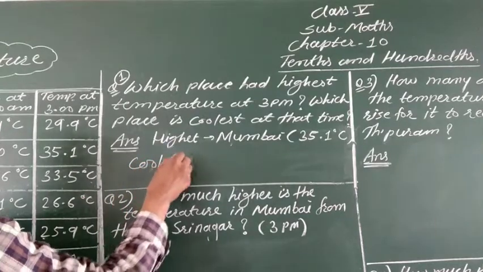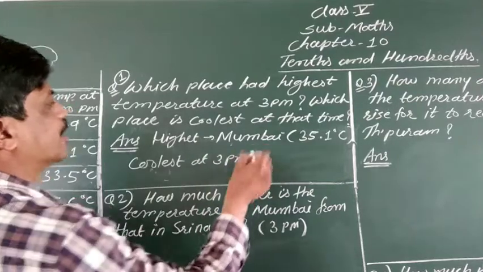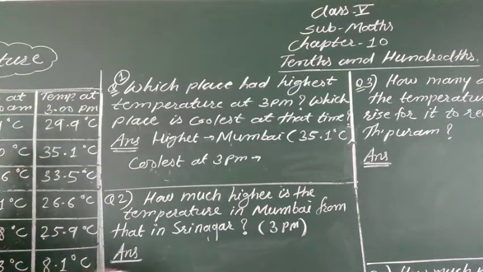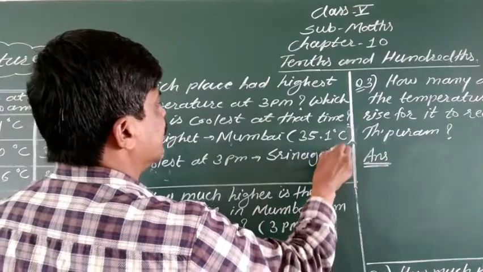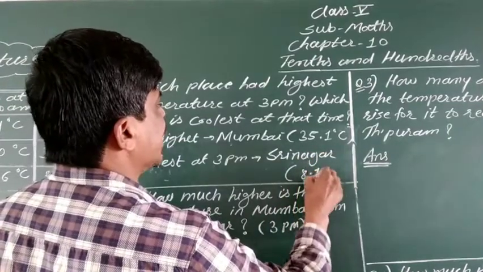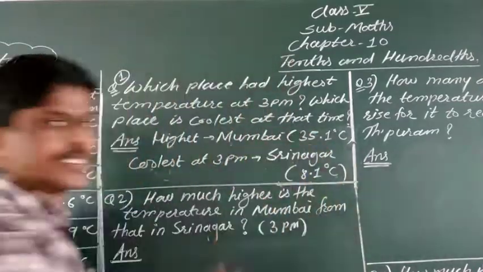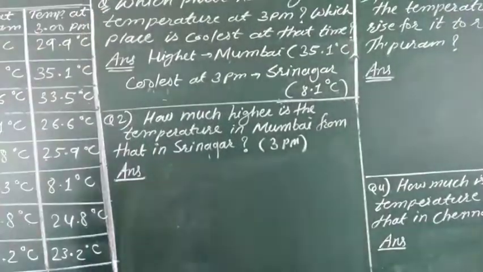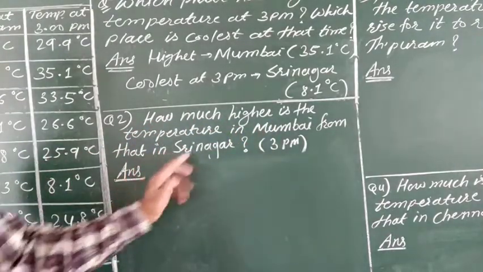Coolest at 3 PM. Which place is it, beta? See, again you can see the chart of this 3 PM only. Which one is the coolest here? See, this one is Srinagar. This one is Srinagar. It is 8.1 degrees Celsius. Any doubt? Now next question, see, how much higher is the temperature in Mumbai than that in Srinagar at 3 PM?